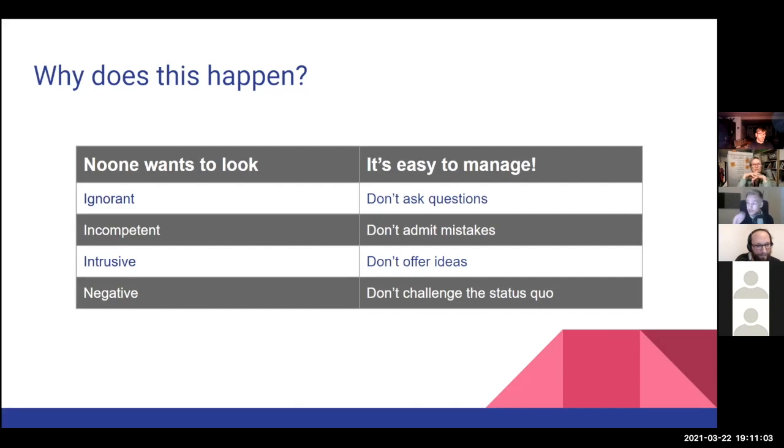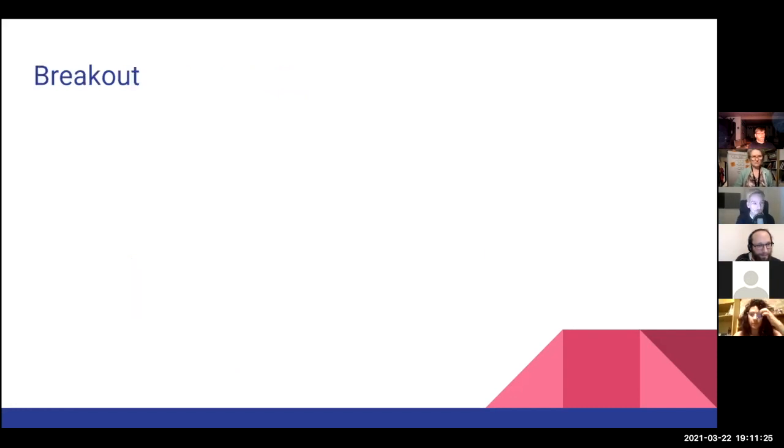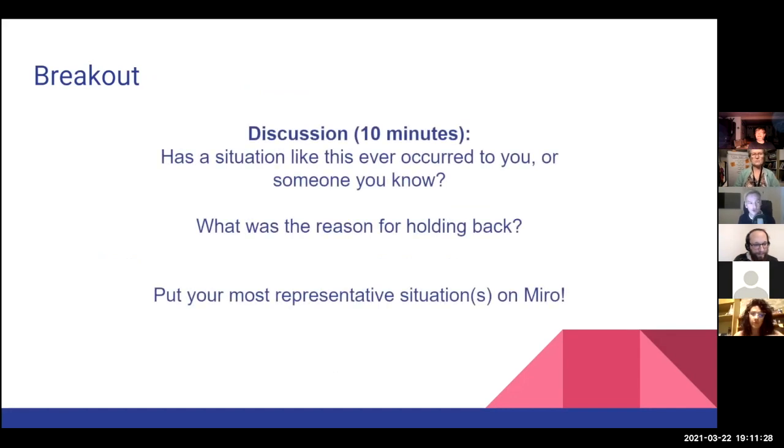In my case, I really didn't want to ask questions because I thought this simple CSS thing was something I should know, and I was afraid that I would look incompetent if I admitted to it. The solution to all of this is the term that we've now coined psychological safety. But before we delve into what that entails, I want to leave you with this situation and these factors and have you move into breakout rooms and discuss with your peers whether such a situation has occurred to you, someone you know, or somebody you've worked with, and primarily, if it did, what was the reason that someone held back?